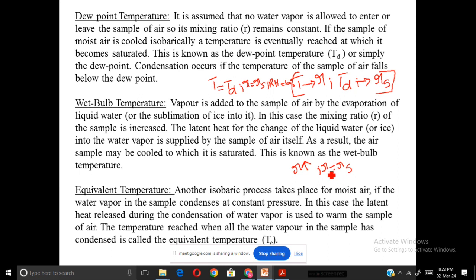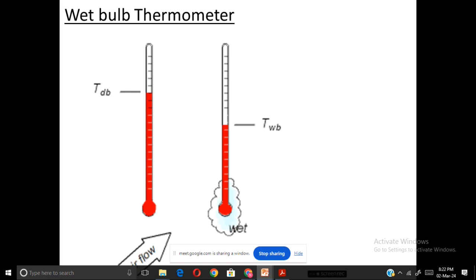As we are adding more water vapor to the sample of air, the latent heat for the change of liquid water into water vapor is supplied by the sample itself. As a result, the air sample may be cooled to the temperature at which it is saturated. This is known as the wet bulb temperature.